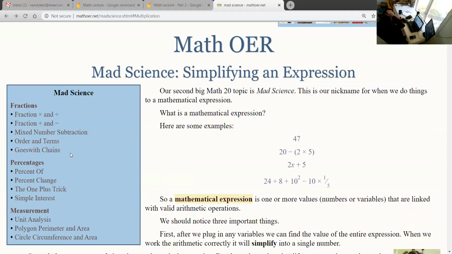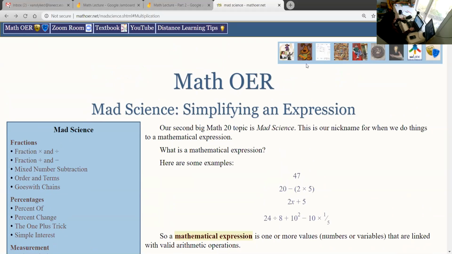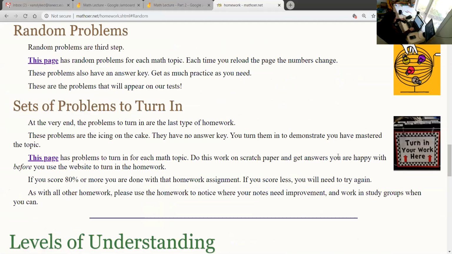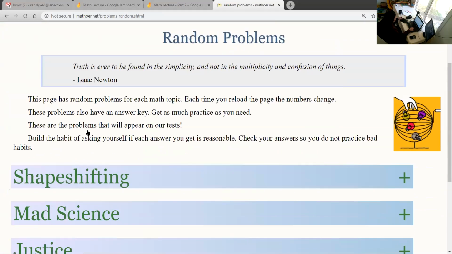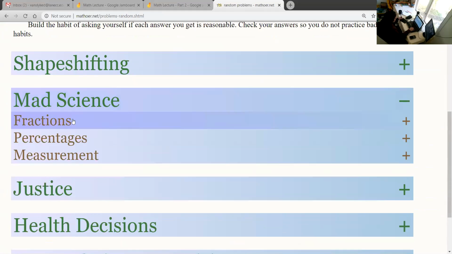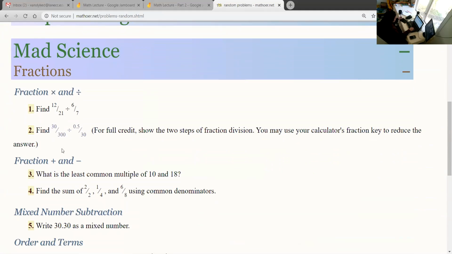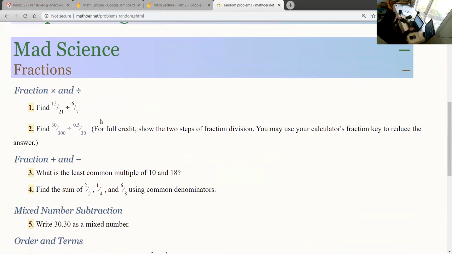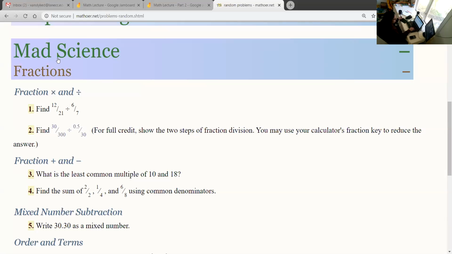If you want to, before Wednesday, you can do some homework. You could go to the homework page, look at the random problems, and say, oh, I'm finally ready to click on Mad Science and fractions and try a few of these problems. If you want to just wait and have me do a bunch more example problems on Wednesday, that's fine too. I don't know what your week is like. I'm not sure how much today's lecture was sufficient. We're not ready to turn in anything yet because we haven't finished fractions for Mad Science. But you could do a little more practice if you want.